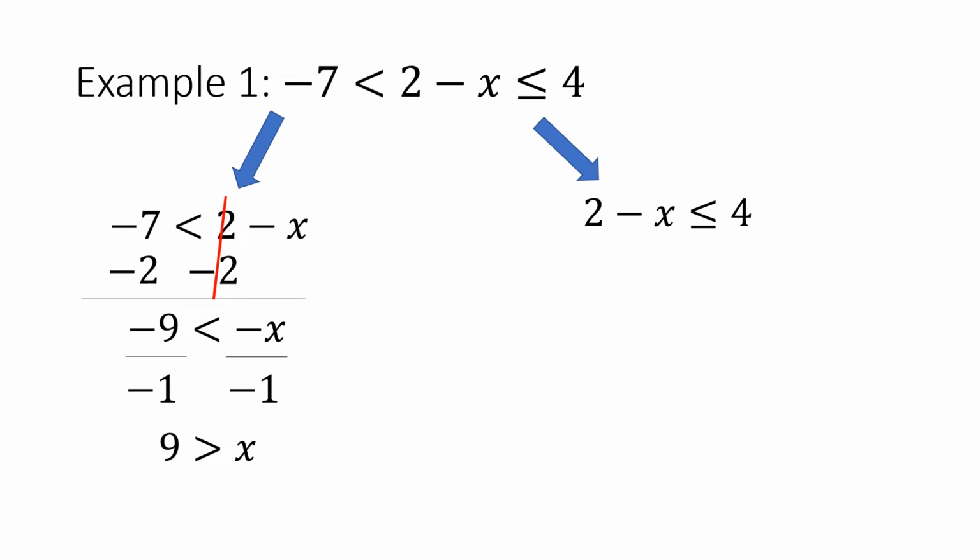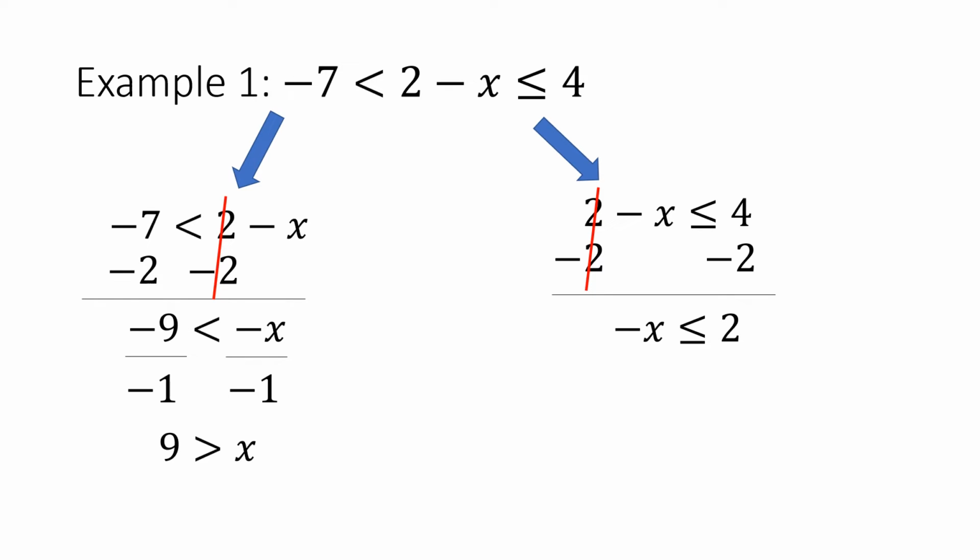Now I'm going to move to my inequality on the right, and I've got to move my 2 again, so I'm going to subtract 2 on both sides. When I do that, my 2 and -2 are going to cancel on my left. Bring down my -x is going to be less than or equal to 2, because 4 minus 2 is 2.